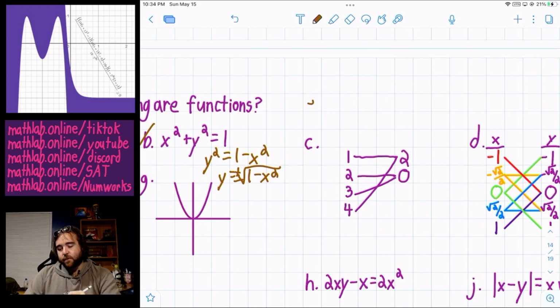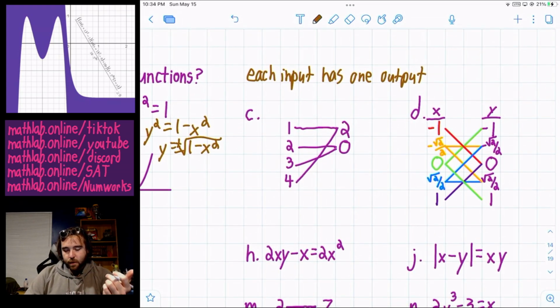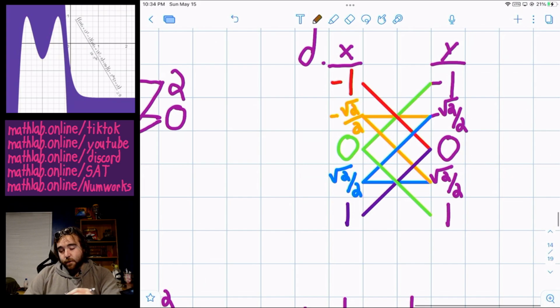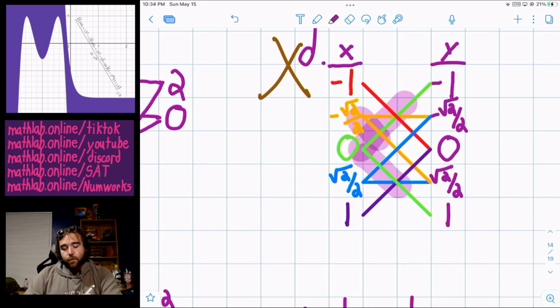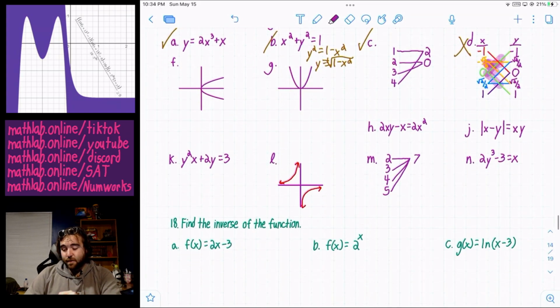Because what does it even mean to be a function? Each input has one output. And so like this one, this is a function because each of these inputs has only one output. Whereas this one's not a function. You see a lot of these have multiple outputs. So that one is not a function.